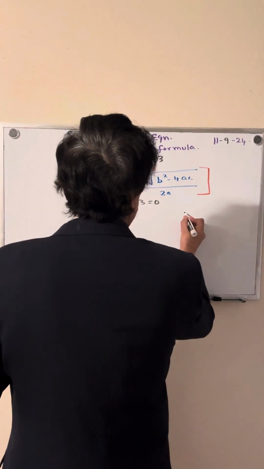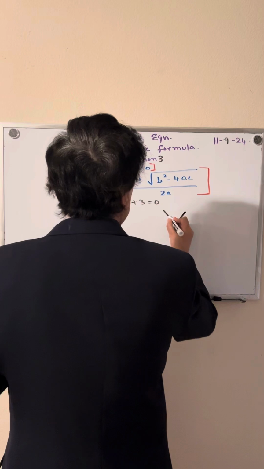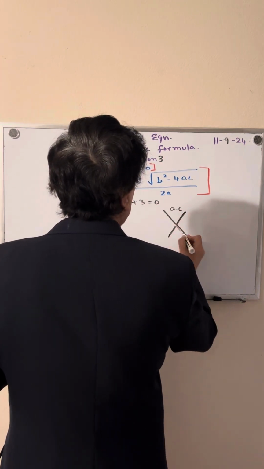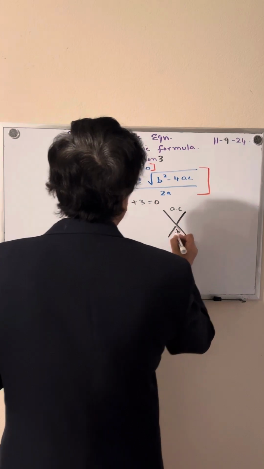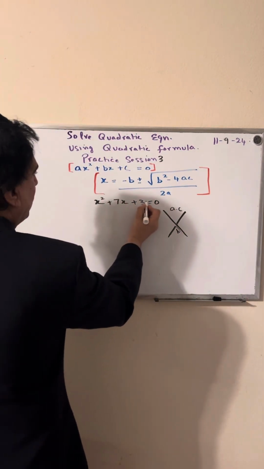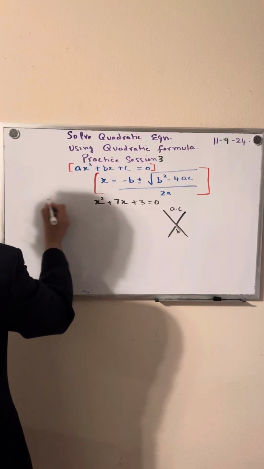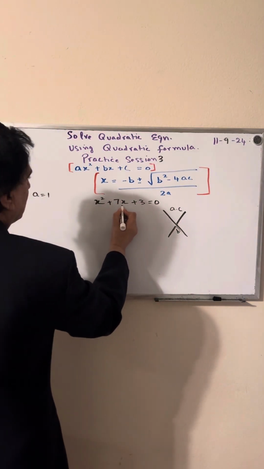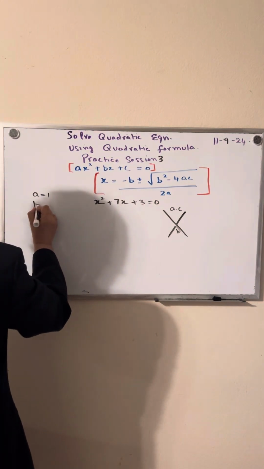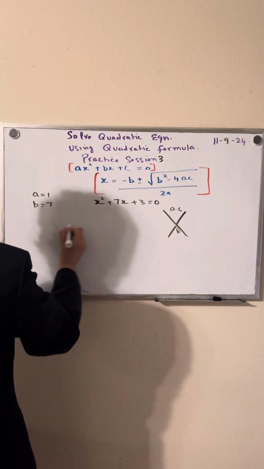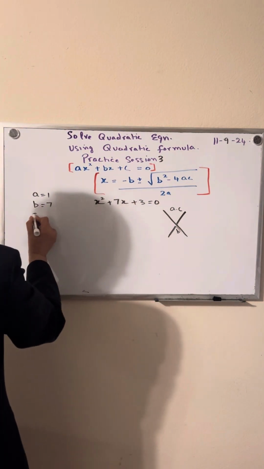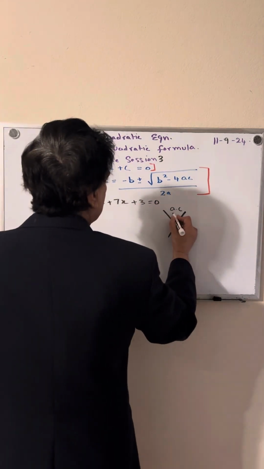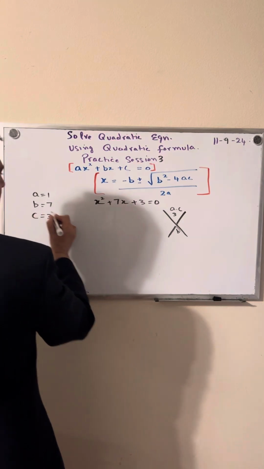Okay. So I draw a big X right here. Over here you have A times C, and over here you have B. Let's identify the coefficients. The coefficient associated with x squared, which is A, is equal to 1. The coefficient associated with linear x, B, is equal to 7. And this constant C is equal to 3. So A times C is 3, B is 7.